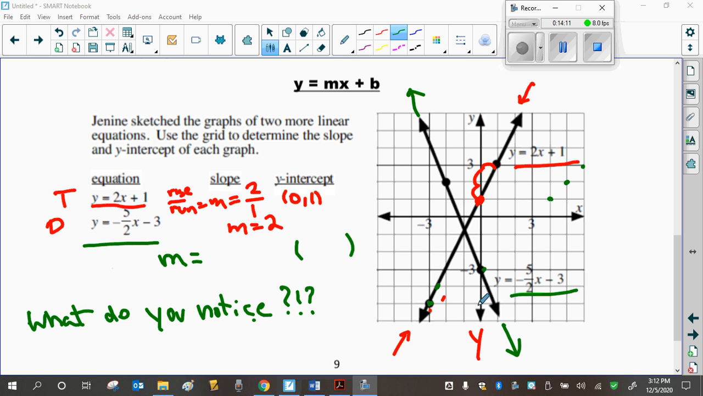Okay, so the y-intercept for the green is right here. So 0, negative 3. And the slope from this point to that point is 1, 2, 3, 4, 5 down. So a rise of negative 5 and 1, 2. Remember, it's how many units you move. This does not count as 1. The starting point. What do you notice?